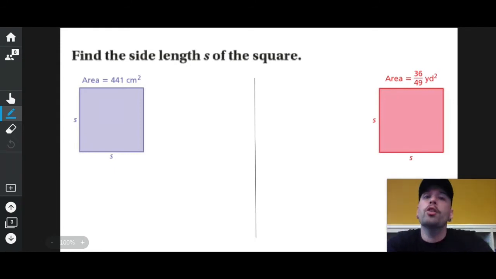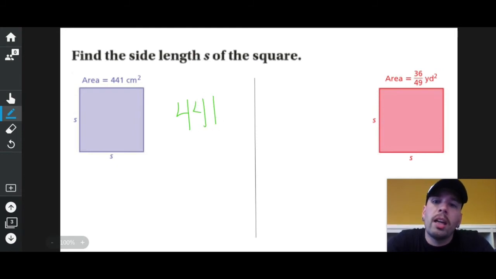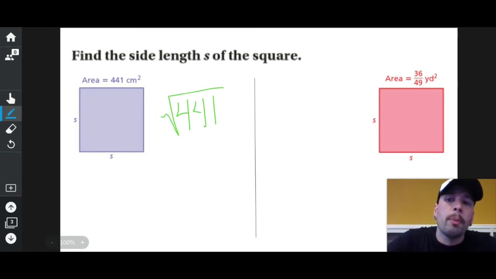So what I have to do is, if I give you the area and ask you to find the length of the side, you square root that number.